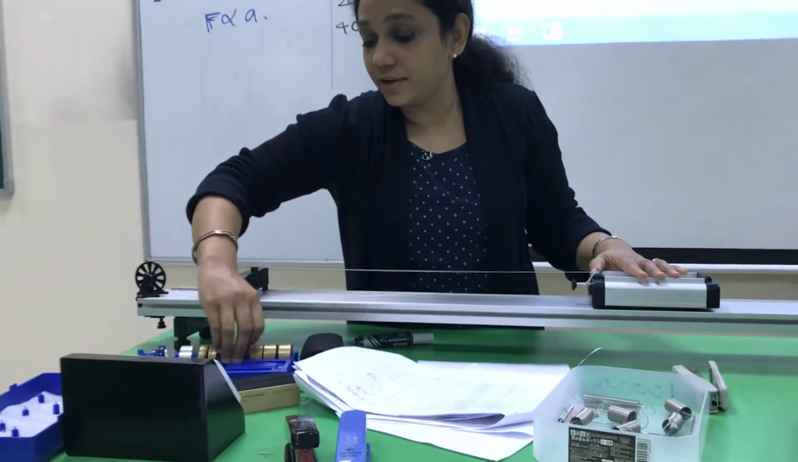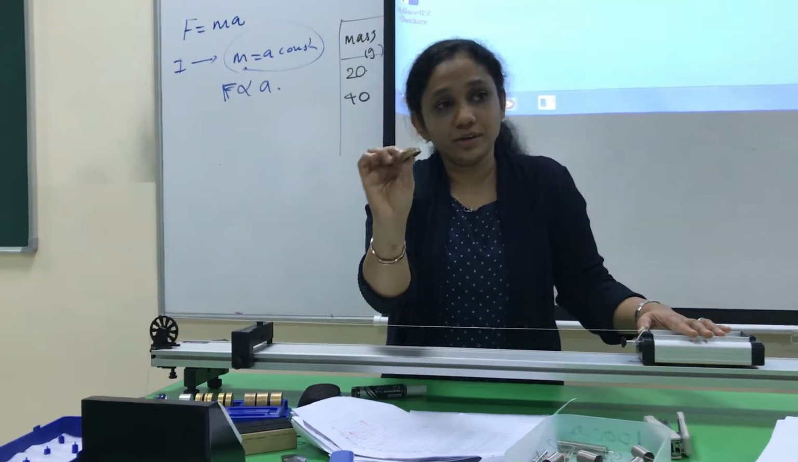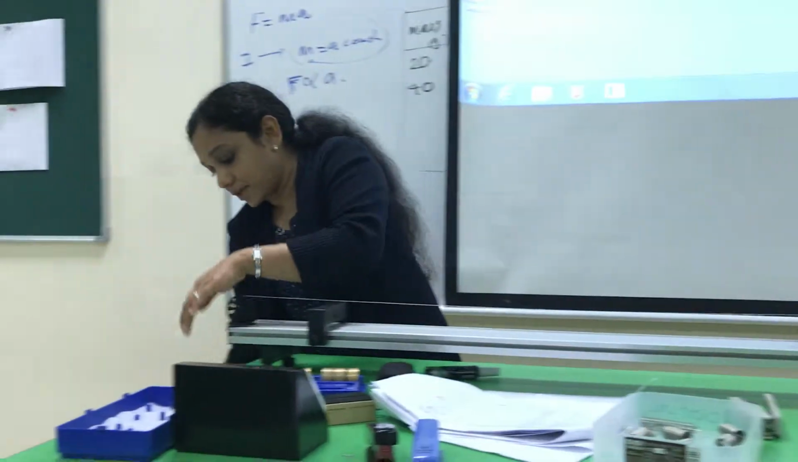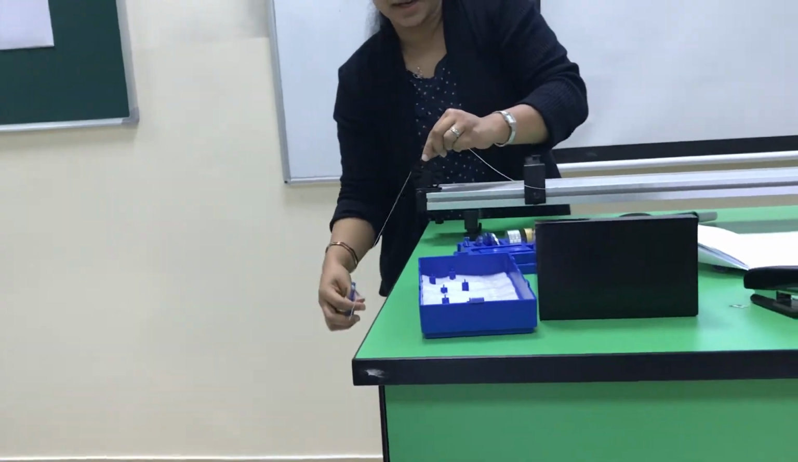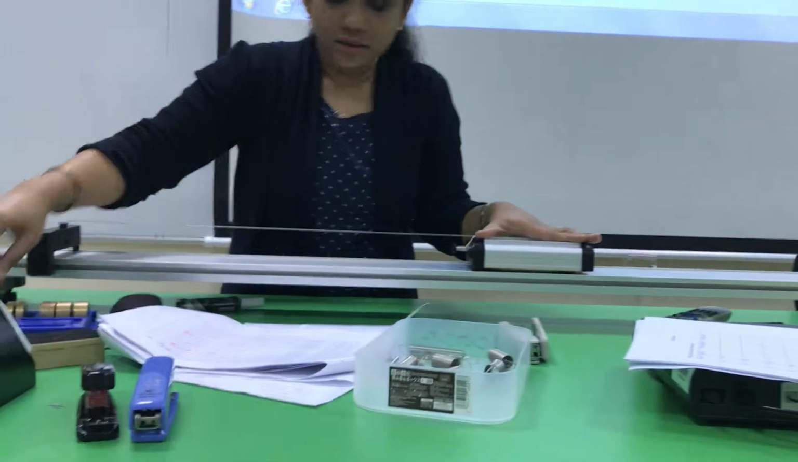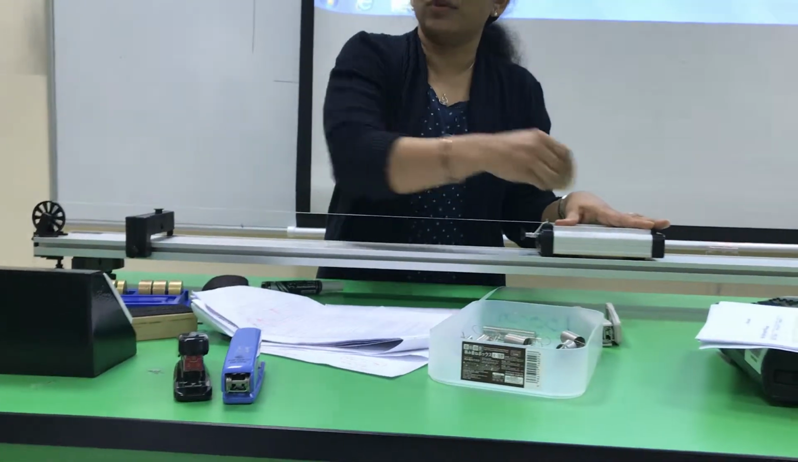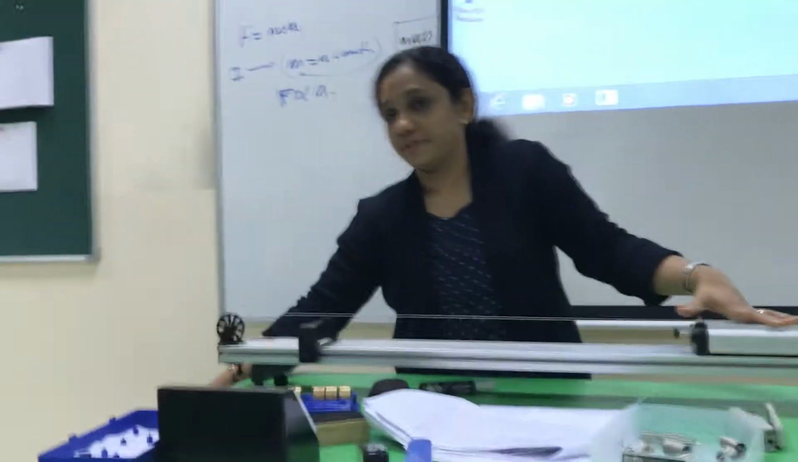So for this part, we will be keeping 50 grams. The value will be given in the data sheet, and according to that, you have to do. So this is the hanging mass, 50 plus 5, right? 55 is the hanging mass. And the cart mass is 500 plus 20 plus 20. Okay? The cart mass is 540. Yes, the hanging mass is 55 grams.